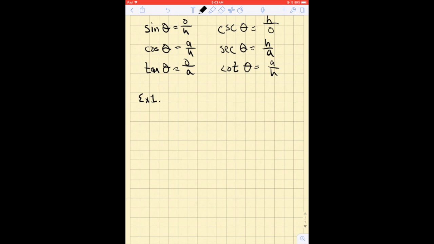So the first example, example 1, we'll say we're given a triangle. Let's say this is our triangle, and we're given length 5 and length 12. We're going to specify the angle theta up here. The first thing we're going to ask, and this is a review, is for the hypotenuse. Equal to what?